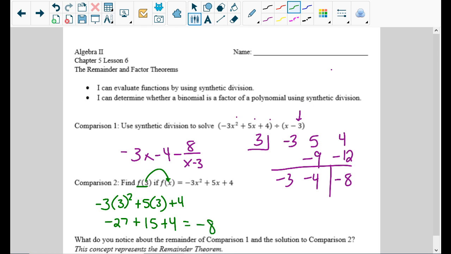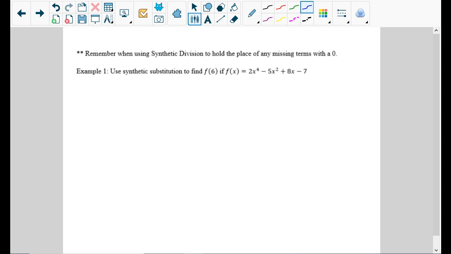So what you notice here, and this is essentially the remainder theorem, if I plug in a 3 into this expression, I get negative 8. And if I look at my remainder, it is negative 8 when I do that synthetic division. So that's the remainder theorem. So I can use synthetic division to find the value when using substitution. Okay? So let's take a look here.